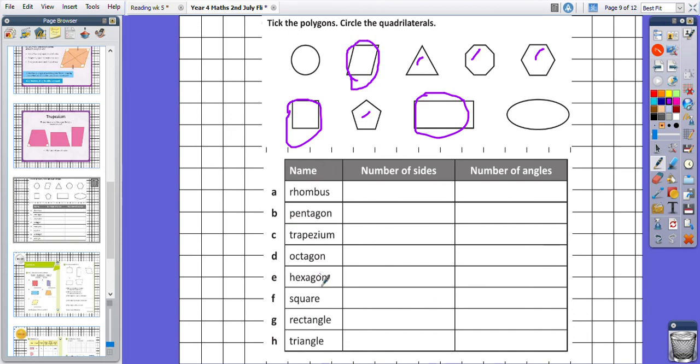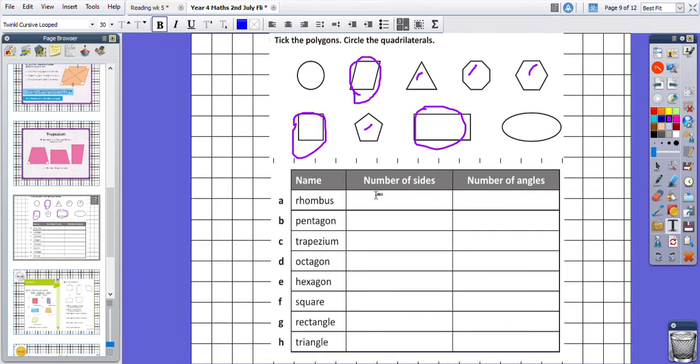Now, what you might have noticed with your second task is that a rhombus has 4 sides. It also has 4 angles. A pentagon, 5 sides and 5 angles. A trapezium, 4 sides, 4 angles. Have you noticed a pattern? You will have noticed that the number of sides they have is the number of angles they have, and so on. So well done if you noticed the pattern here.